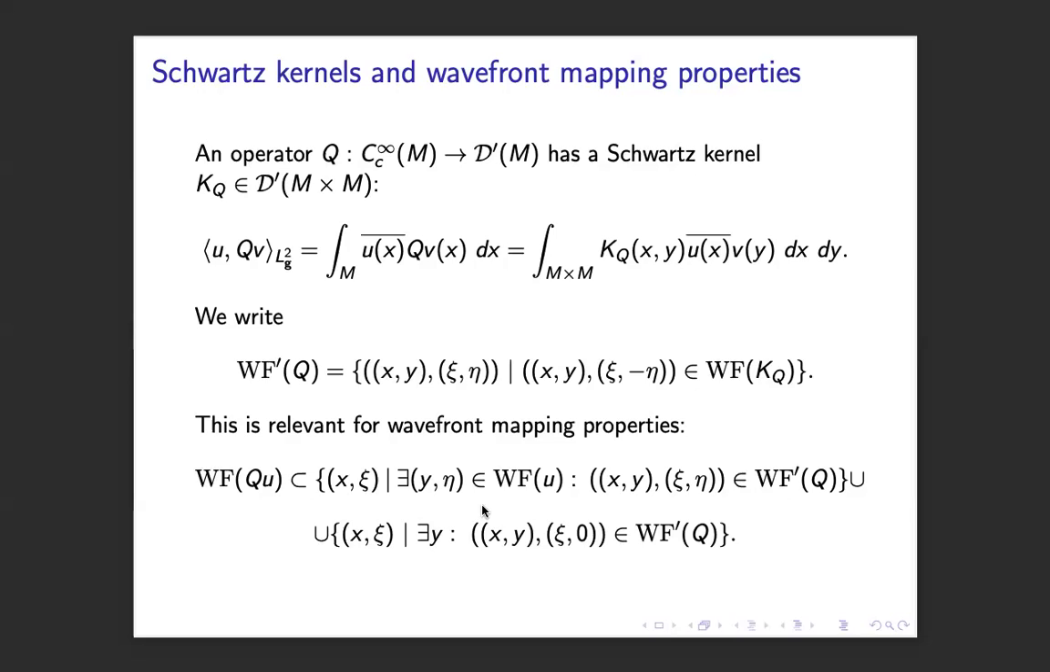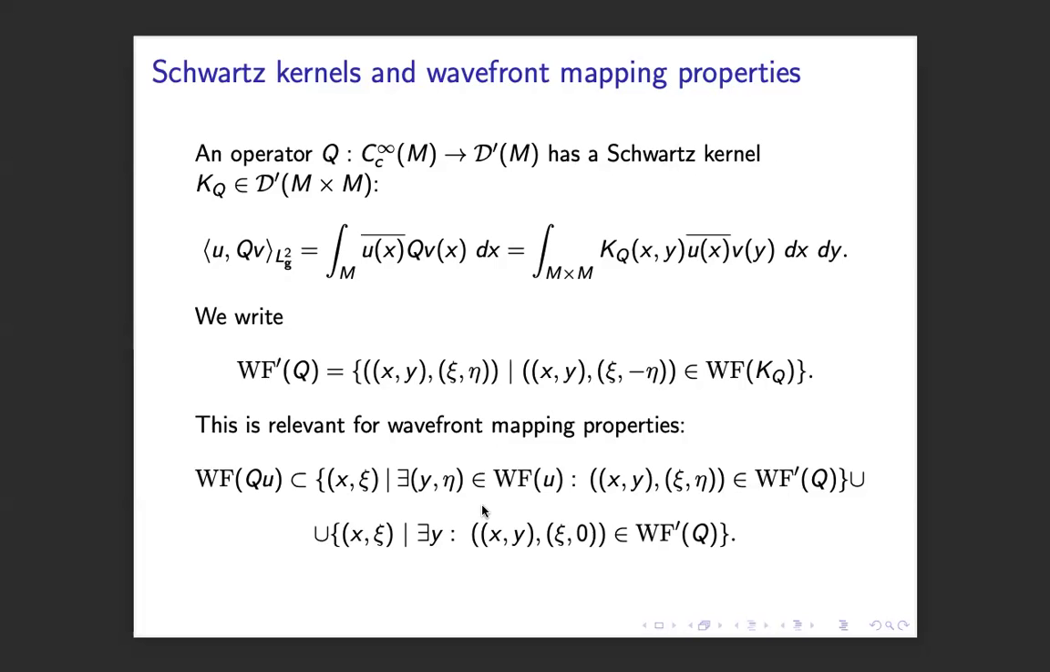So, I mean, this looks kind of complicated, but the relevant thing is that if you act on a distribution by an operator, ignore the second line for now. The place where you can have wavefront set at the end is the points. First of all, it has to be kind of in the projection of the prime wavefront set of Q. And it has to be kind of related to where the wavefront set of the original function is. So it's the points in the wavefront set of the operator, which are also points in the wavefront set of the original.